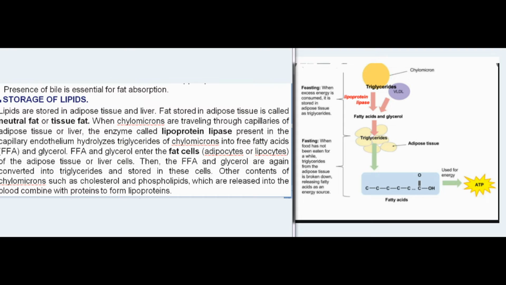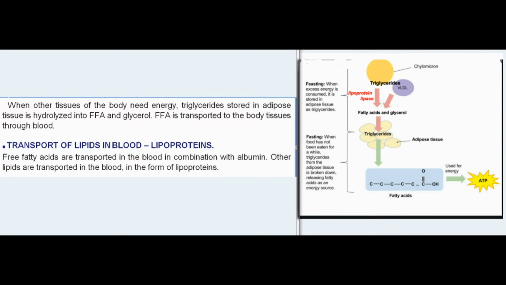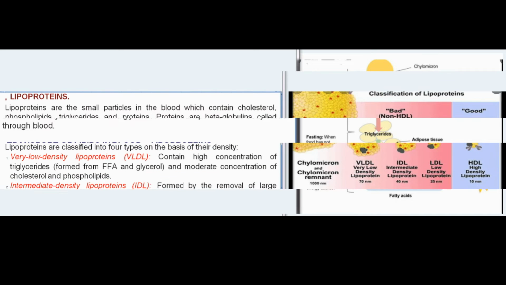Other contents of chylomicrons such as cholesterol and phospholipids, which are released into the blood, combine with proteins to form lipoproteins. When other tissues of the body need energy, triglycerides stored in adipose tissue are hydrolyzed into FFA and glycerol. FFA is transported to the body tissues through blood. Transport of lipids in blood, lipoproteins. Free fatty acids are transported in the blood in combination with albumin. Other lipids are transported in the blood in the form of lipoproteins.